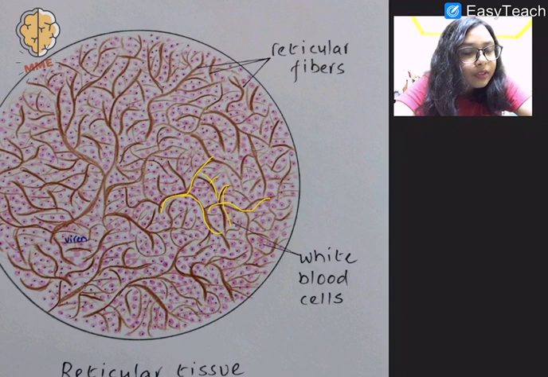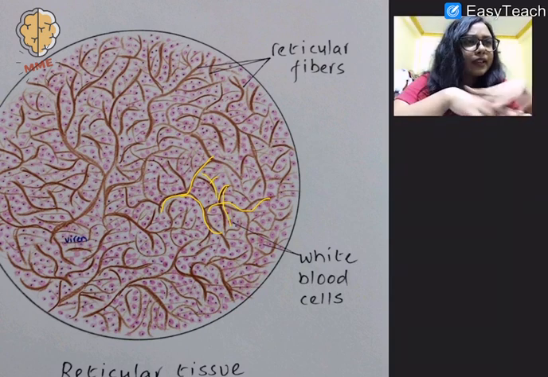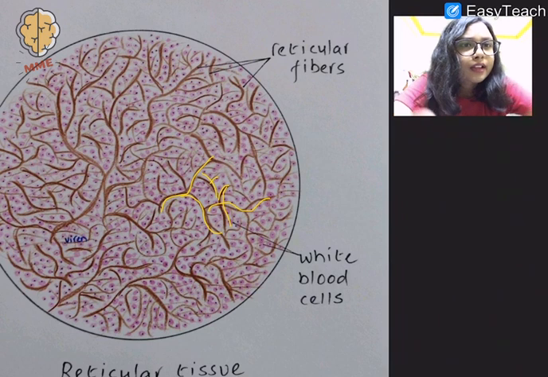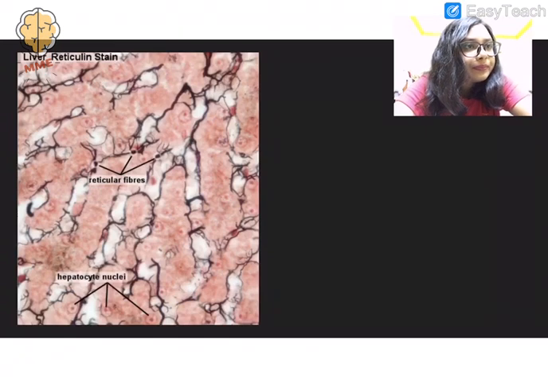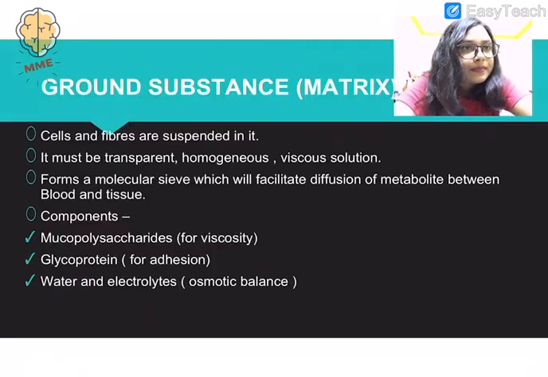Okay, these are the reticular fibers. They are reticularly placed, very sparsely placed, and in between these are the WBCs. This is the real image, and here you will see black-brown things. These are the reticular fibers.